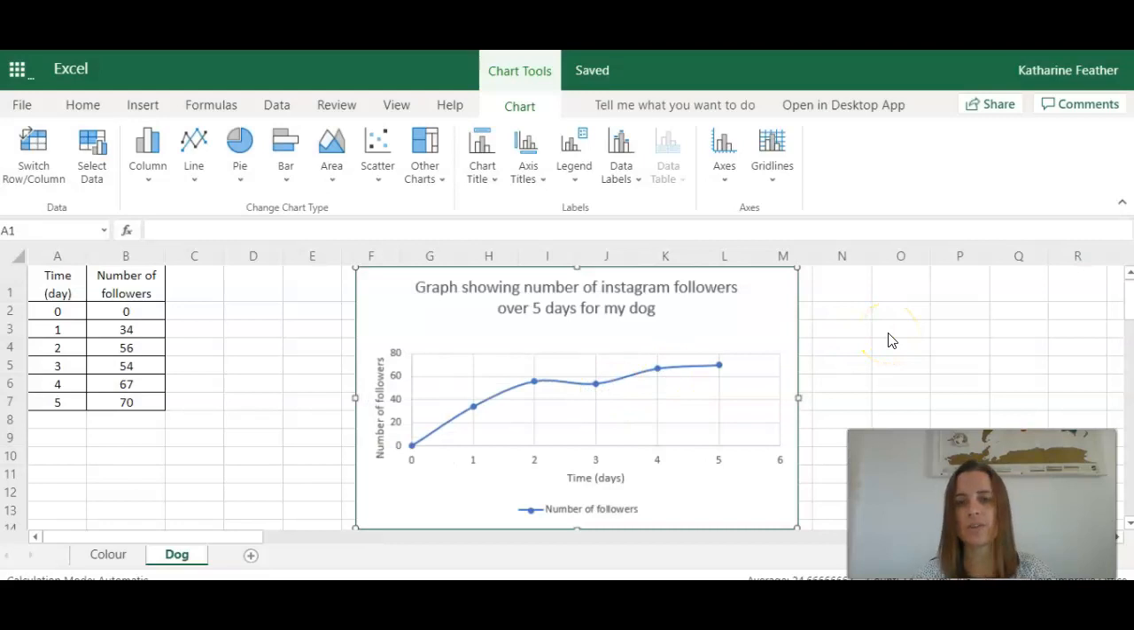Okay, so there you go. That is how to draw a line graph of some quite silly data.